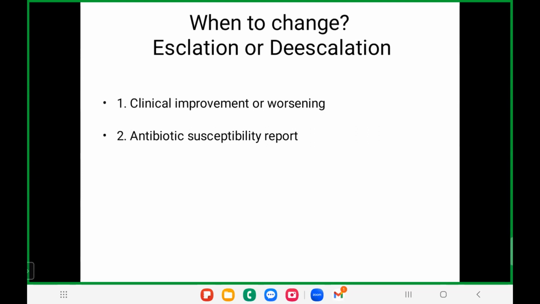At least 24 to 48 hours. Okay, so roughly it's about 48 hours. For an antibiotic to act and show clinical improvement, you need to give it at least a minimum of 24 hours and a maximum of, say, 48 hours. So 24 to 48 hours is a good call.